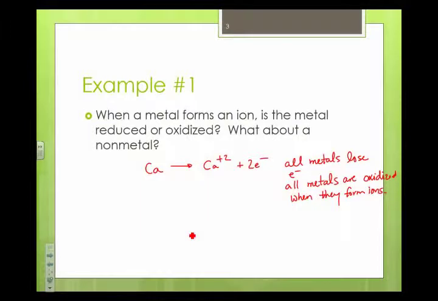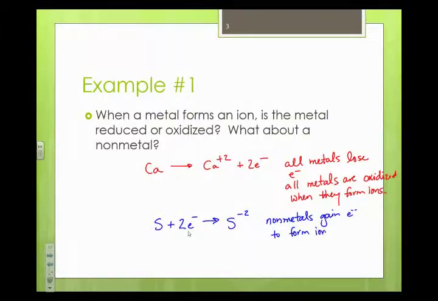On the reverse side, we have something like, well, let's take sulfur. Sulfur, we know, wants to gain electrons, and it will form a negative ion, so it will actually pick up 2 electrons and add them to its neutral self, forming the S-2 ion. So what we see here is that nonmetals gain electrons to form ions, and they are reduced.